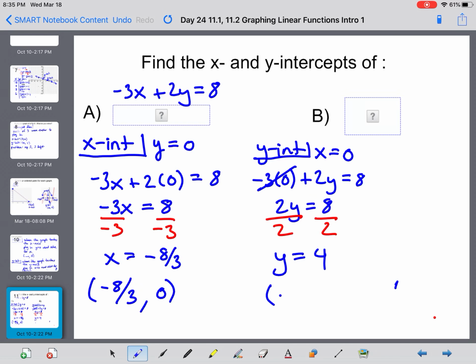So let's go ahead and write it. X was 0, y is 4. So those would be my two intercepts. So say if you were asked to graph this equation, negative 3x plus 2y equals 8, that's going to be way easier because now you already have 2 points that are going to be on the line.